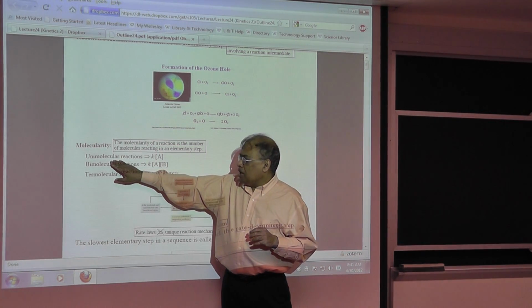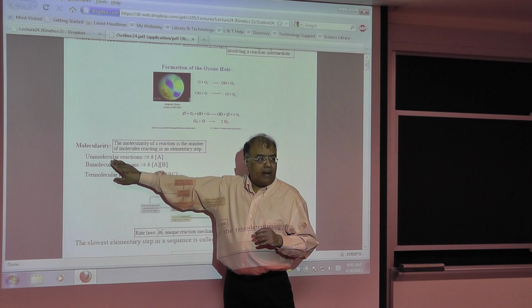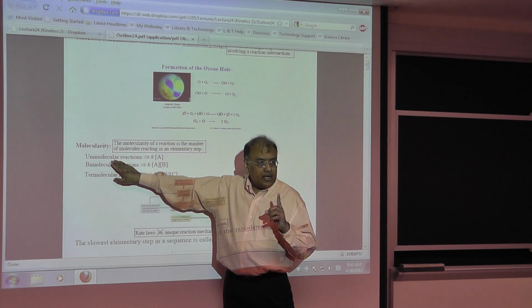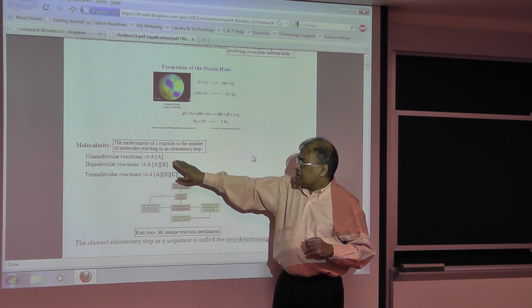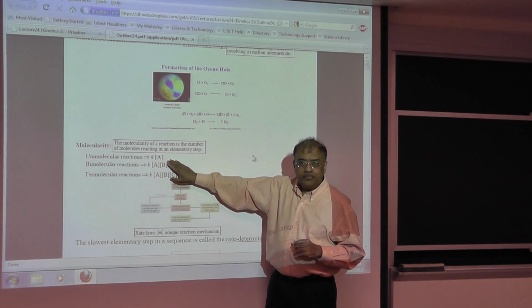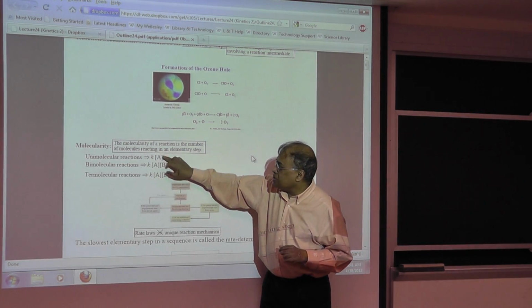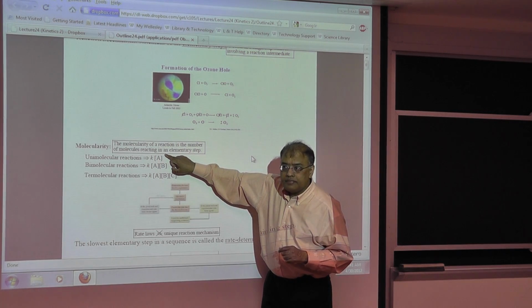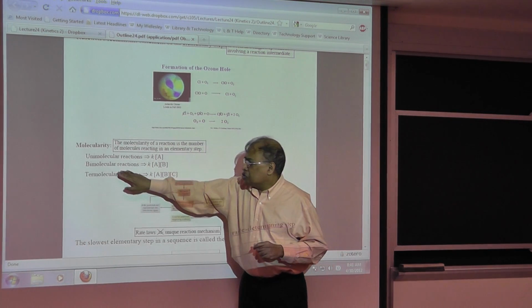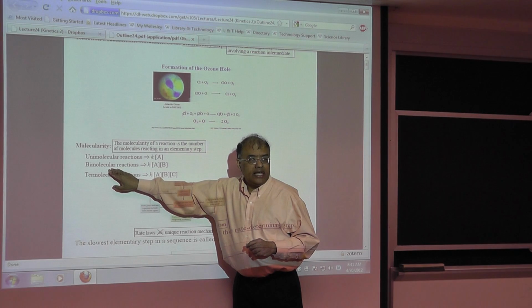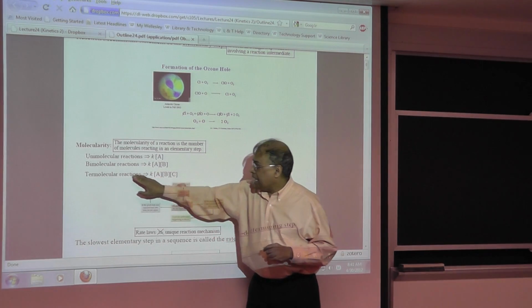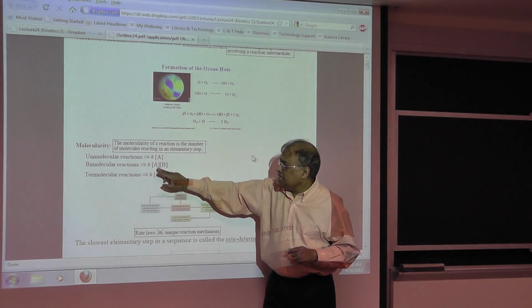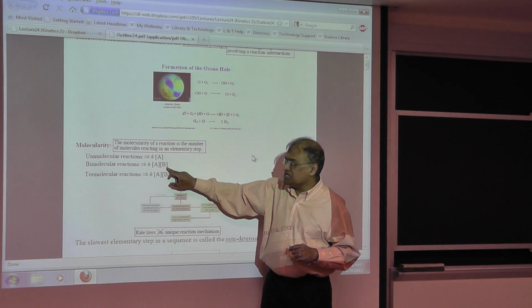If the number of molecules involved in an elementary step is 1, then we say that it's a unimolecular reaction. The differentiated rate law is K times A to the power 1. If 2 molecules are involved in an elementary step, we say it's a bimolecular reaction. And the differentiated rate law is K times A times B.